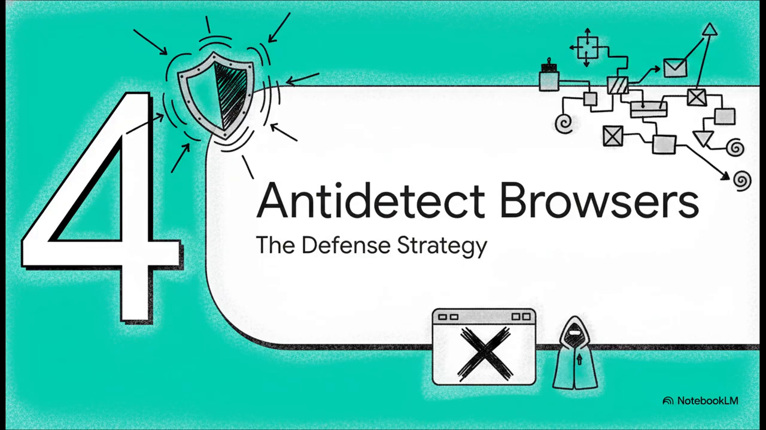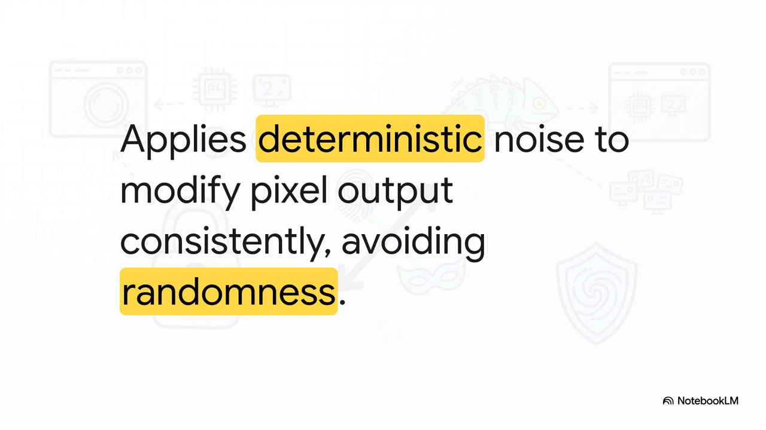Which brings us to Section 4, how anti-detect browsers defend. If you can't just block these APIs without completely breaking the internet, how do privacy tools like Send.win actually protect us? The secret sauce is spoofing, but highly calculated spoofing.